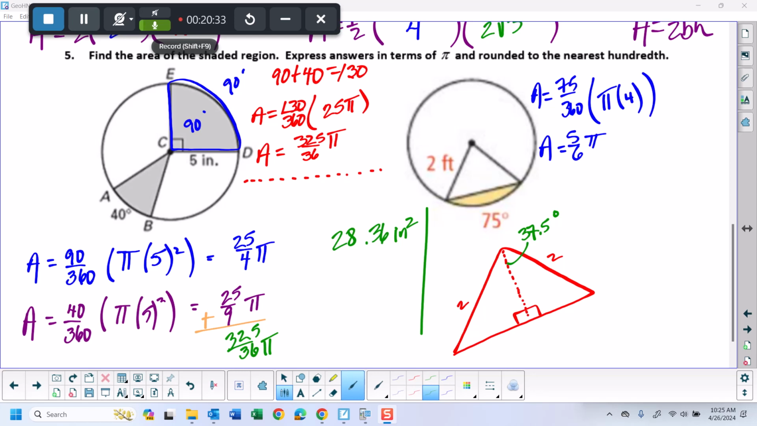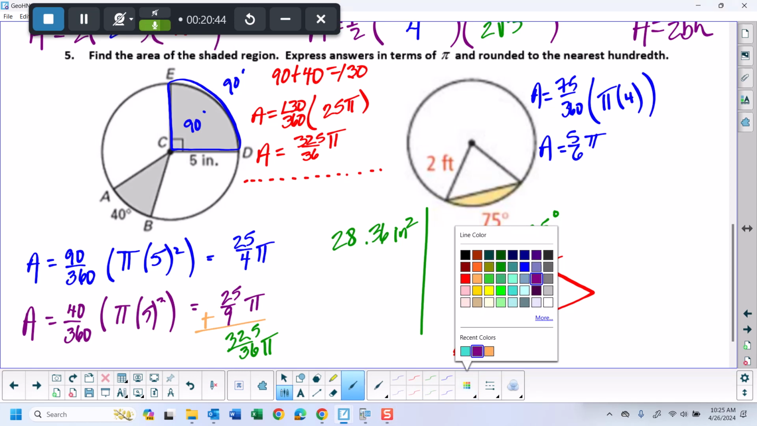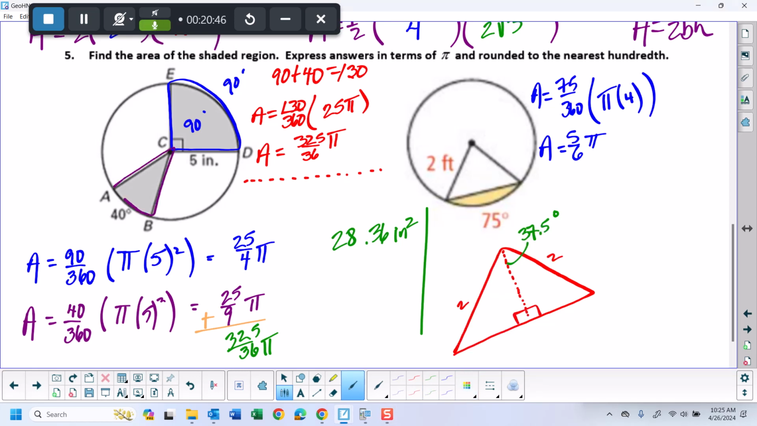Say yes. Yeah. Okay, it's a quarter of the circle. Find the area of the whole circle divided by 4. It's a quarter of the circle. Let's talk about this purple sector. This purple sector, I have 40 out of 360 degrees times pi r squared, which gives me this.